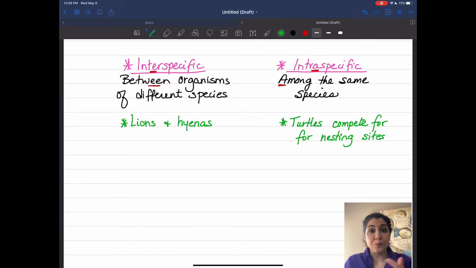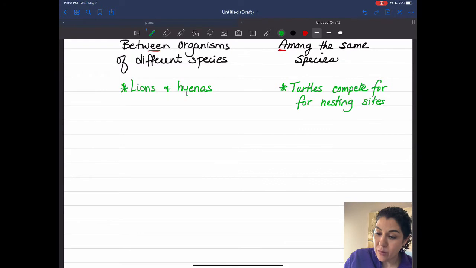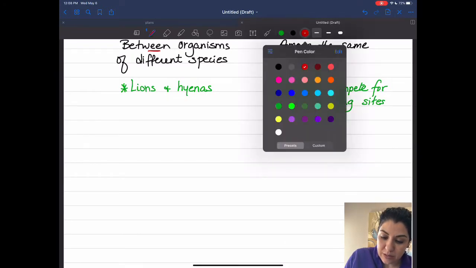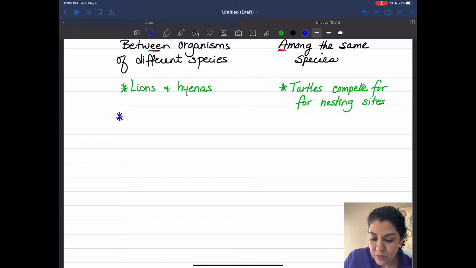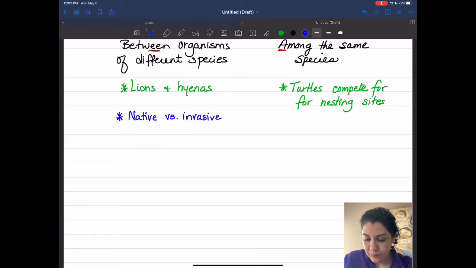Now, when it comes to interspecific, one of the things that we worry about a lot of the times, especially in this day and age, is native versus invasive species. Okay, so for example, when you go to the airport, a lot of times they're asking you, are you bringing in any plants? Are you bringing in anything when you've traveled outside of the area? And the reason for that is we have a very delicate ecosystem of native species in our country. And if you were to bring in an invasive species, a species that is not native to the area, that could cause all sorts of issues.